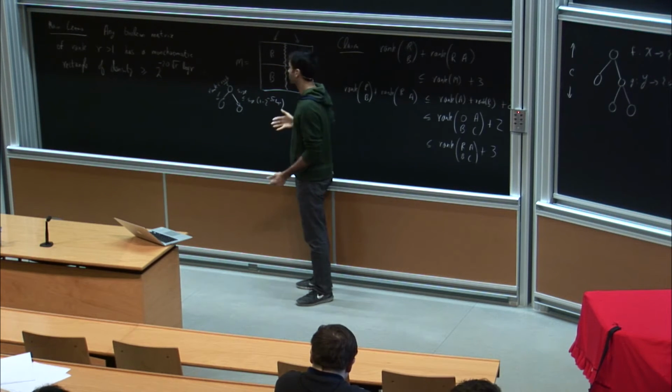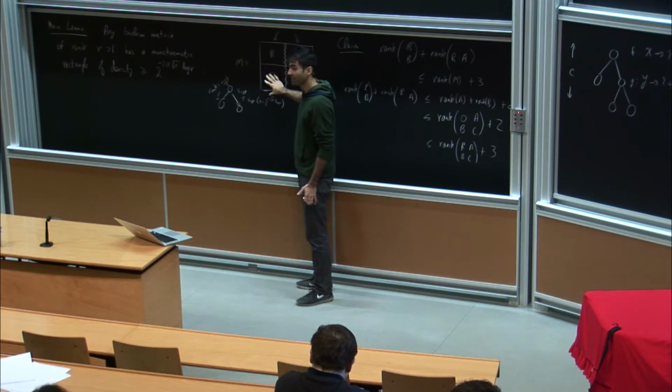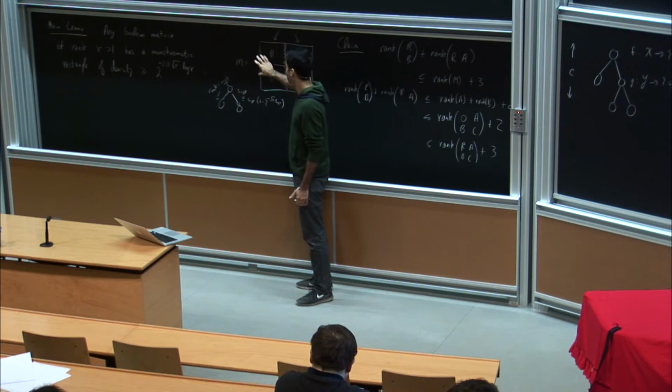Actually, a stronger thing is true, right? The area of A, B, and C is bounded by this number. R has 2, so actually all 3 together.